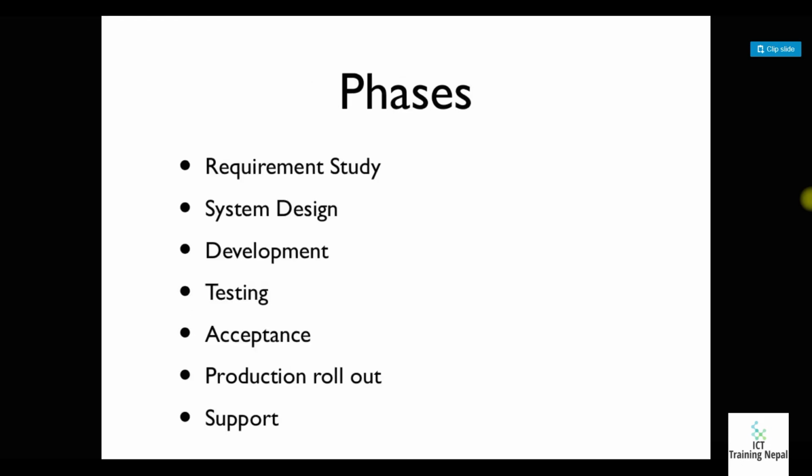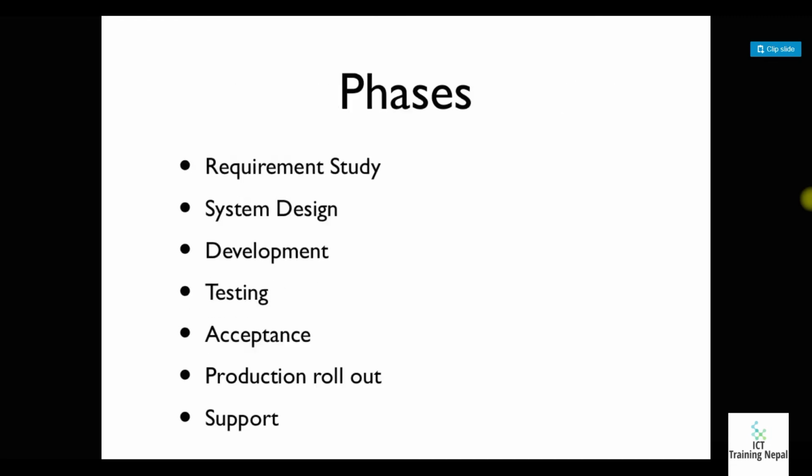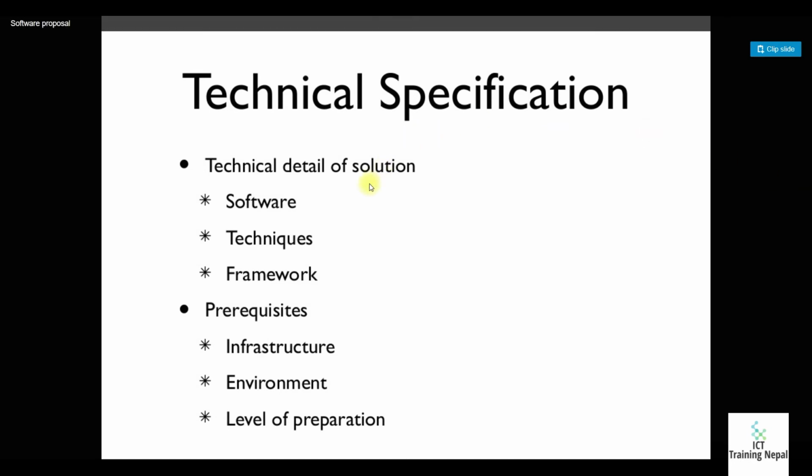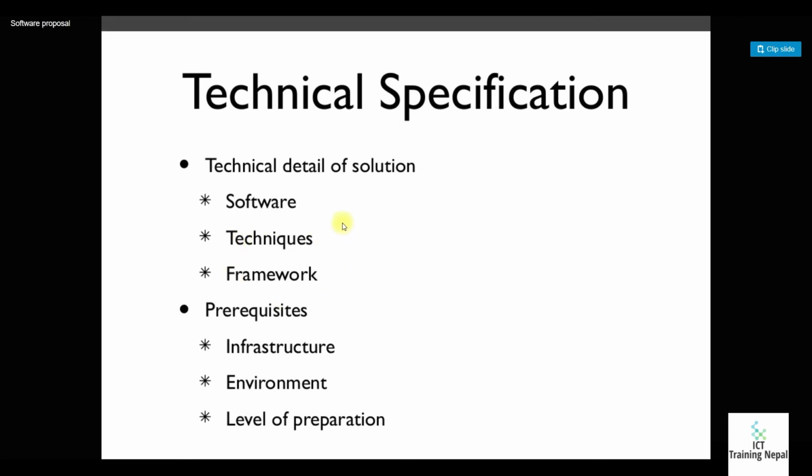So the phases are, let's first go back here before the techniques. Let's go to the technical specification. So for software, you have understood the software. For the techniques, you have understood the framework. In the technical specification, the techniques will also include which methodology you are going to use for that application, like the Agile methodology or the waterfall methodology. So these are included in the techniques.